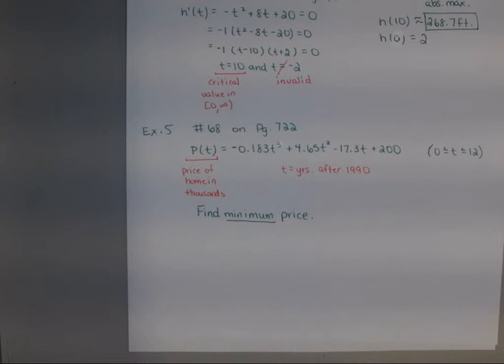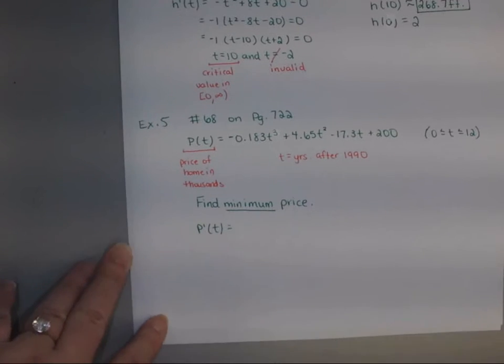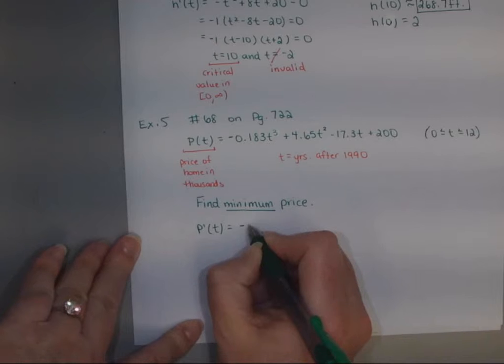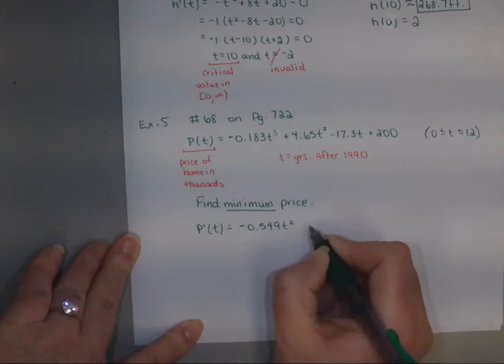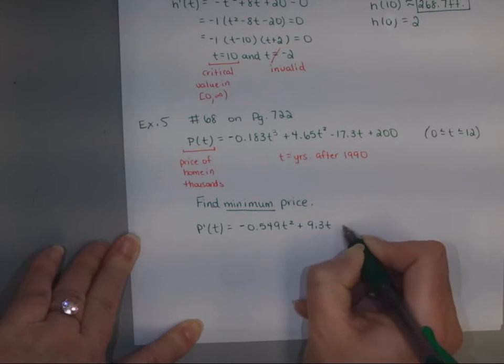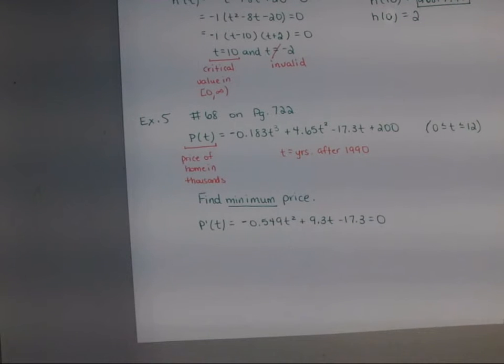Okay, so how do we find maxes or mins? Set the derivative equal to 0. We're not going to love the derivative on this one. You're going to want to use your calculator, and you need to multiply that decimal times 3. So I got negative 0.549 t squared plus 9.3 t minus 17.3, and I want to set that equal to 0.